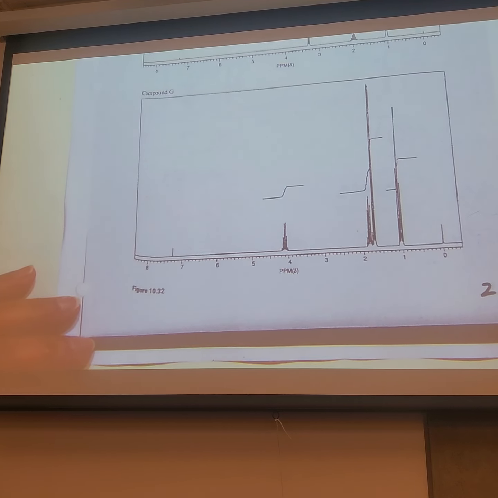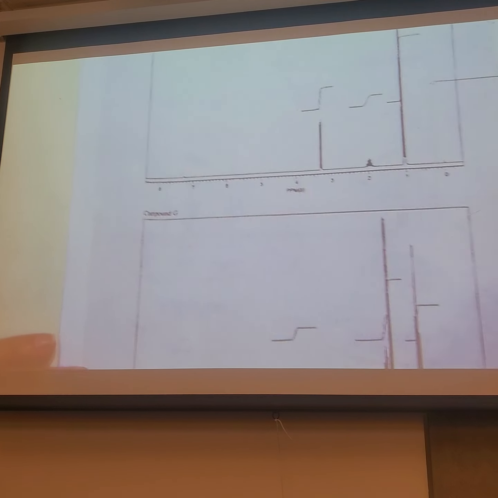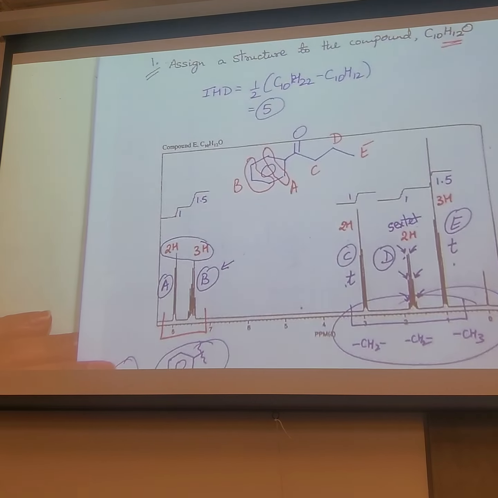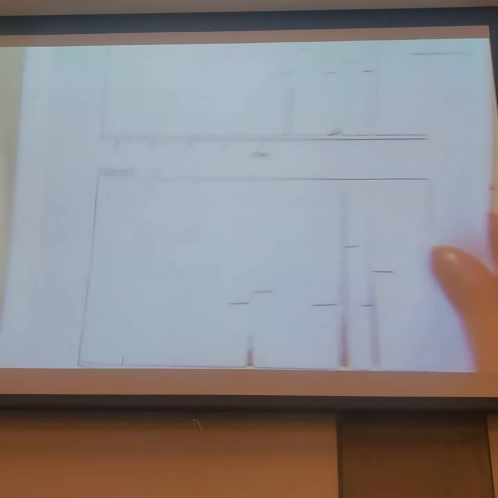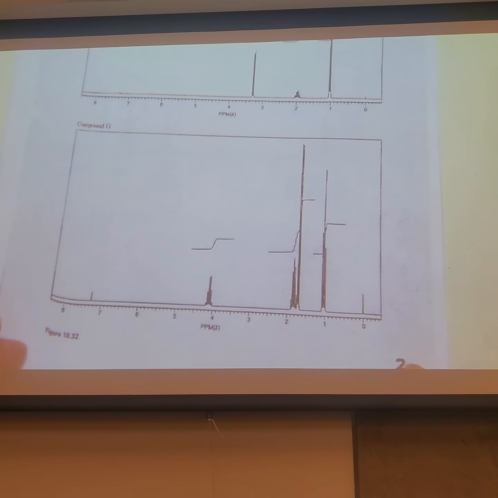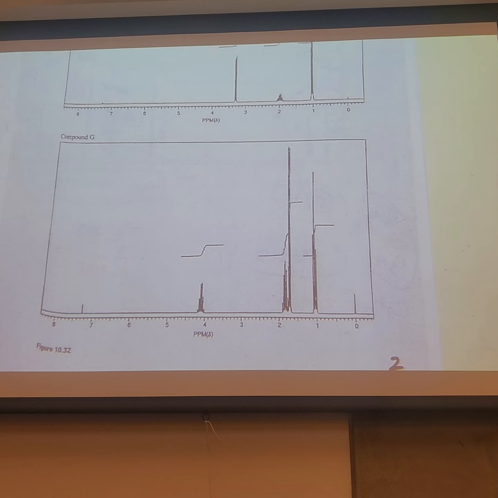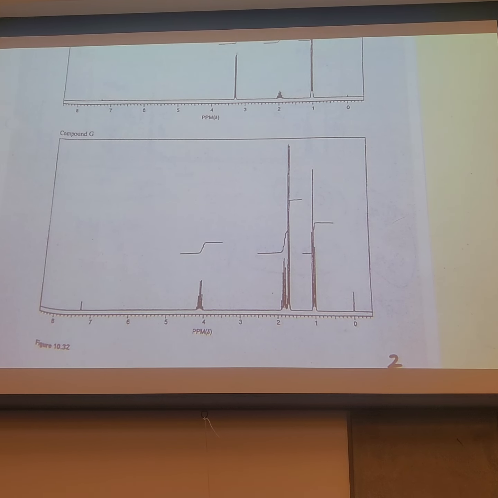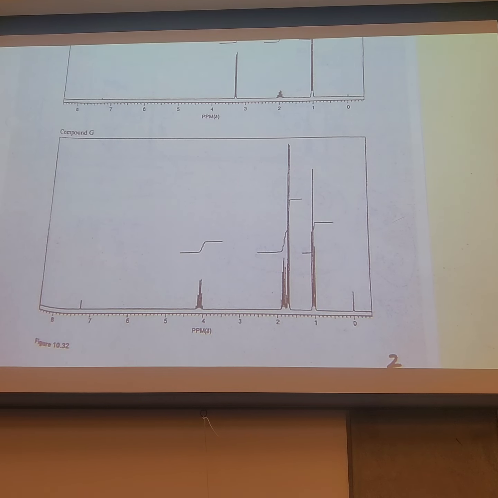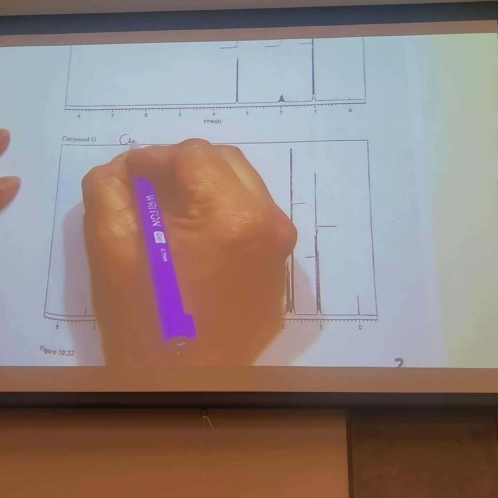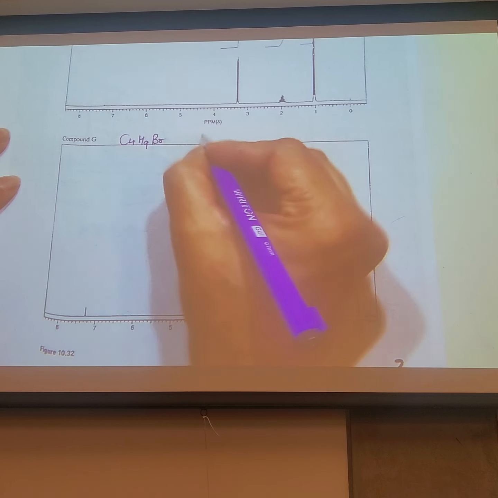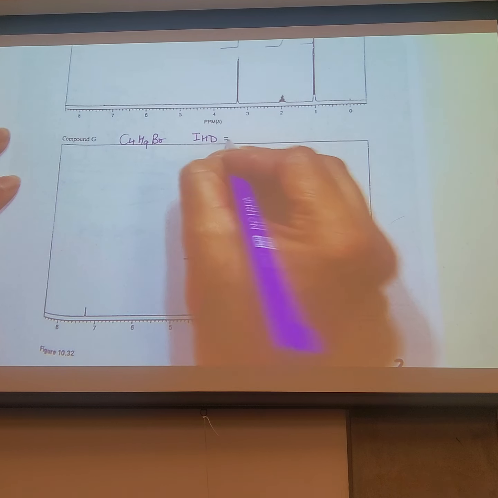Compound G. So, you know, we work on this guy together. It's on the flip side. It's compound G, also with the chemical formula C4H9Br. Am I right? Did everybody have that? Cool. What's the IHD? If the chemical formula is also like the one above it, C4H9Br.